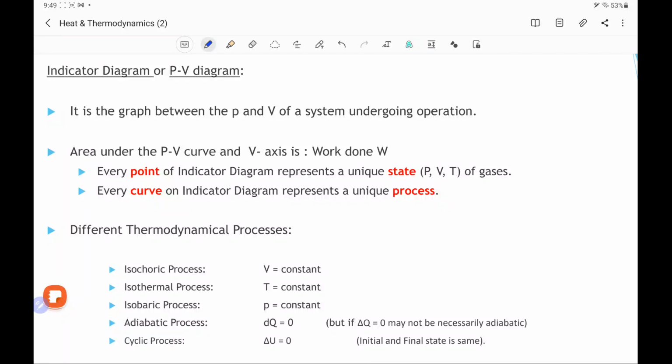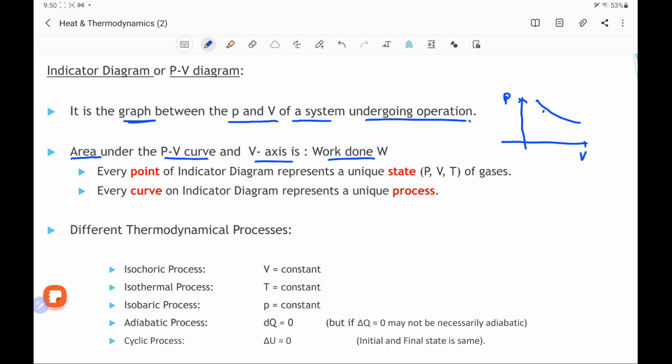Next topic is indicator diagram or a PV diagram. Indicator diagram or a PV diagram is a graph between the pressure and the volume of a system undergoing the operation. That means if we take pressure on the y-axis and volume on the x-axis, then a graph is called the indicator diagram or the PV diagram.